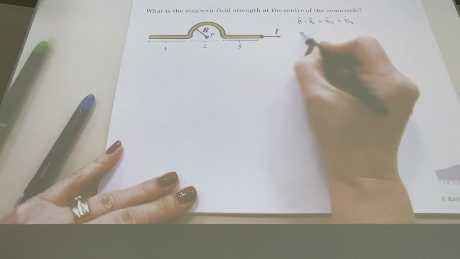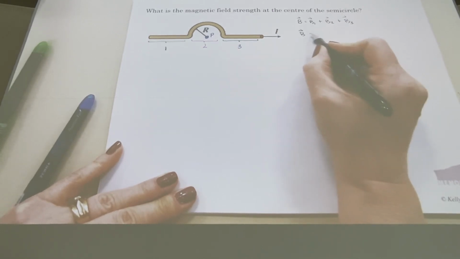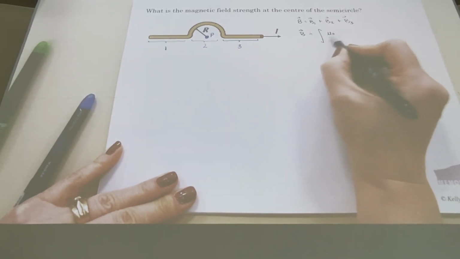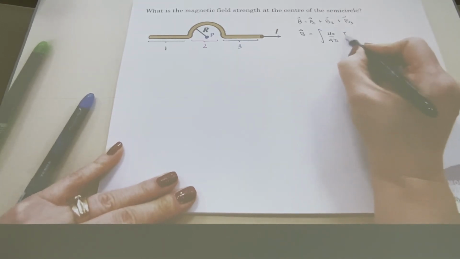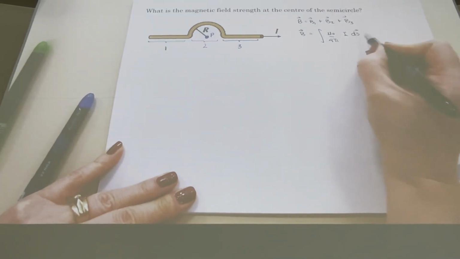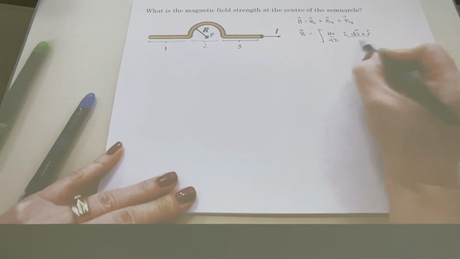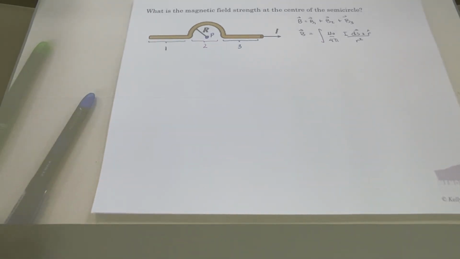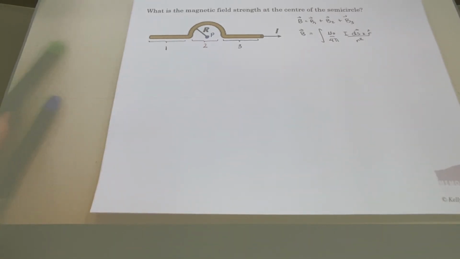And we'll use our Biot-Savart law 3 times to find that magnetic field. So the magnetic field is mu naught over 4 pi I times ds cross r hat divided by r squared. So we're going to do that 3 times, find the net magnetic field, and add them all up. So I'm going to do section 1 first.